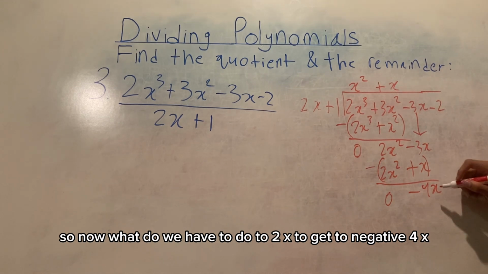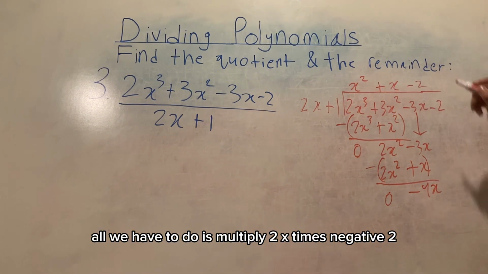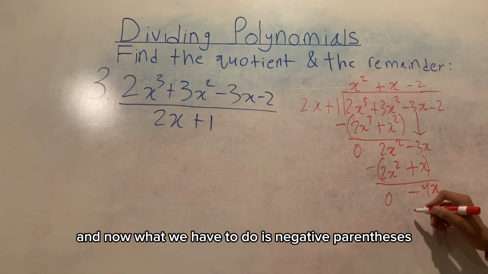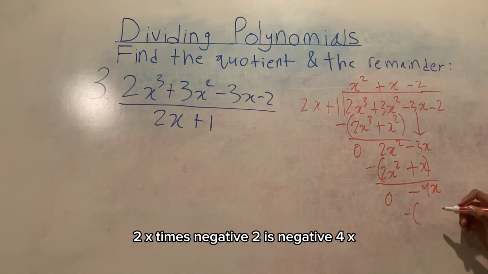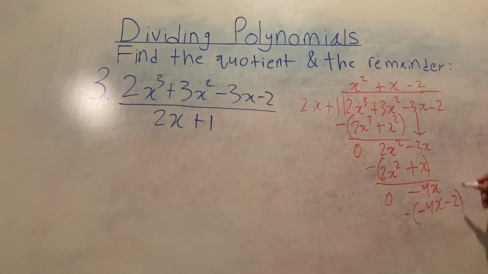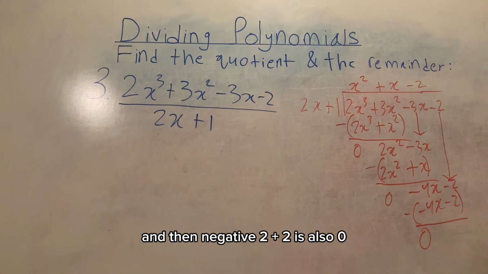So, now what do we have to do to 2x to get to negative 4x? All we have to do is multiply 2x times negative 2. So that's why we put negative 2 there. And now we have negative, parentheses, 2x times negative 2 is negative 4x, and then 1 times negative 2 is negative 2. And we can also bring this down now. So we have negative 2. Negative 4x plus 4x is 0, and then negative 2 plus 2 is also 0.